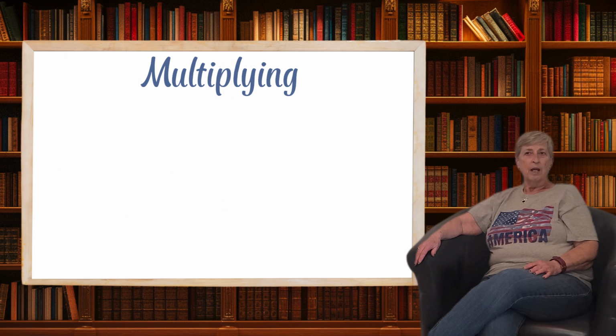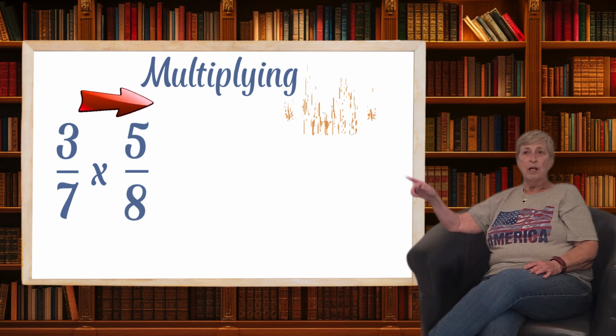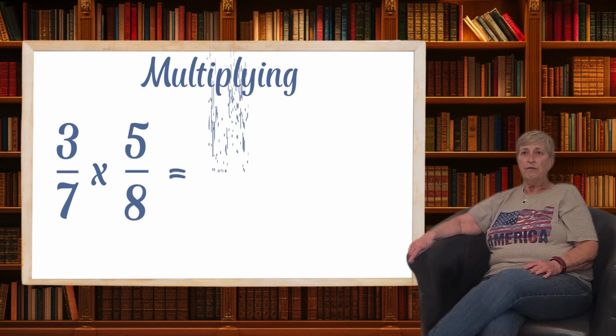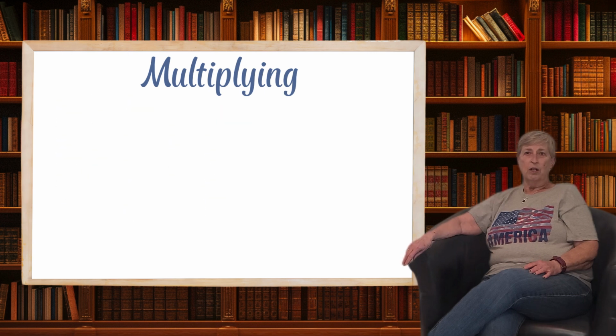Let's look at another example. Let's look at 3/7 times 5/8. Again, we do the same thing. 3 times 5 is 15. 7 times 8 is 56. Final answer, 15/56.